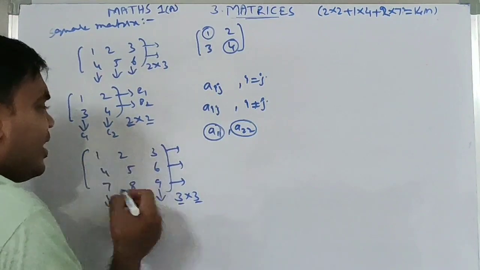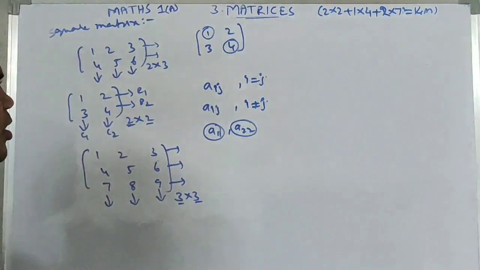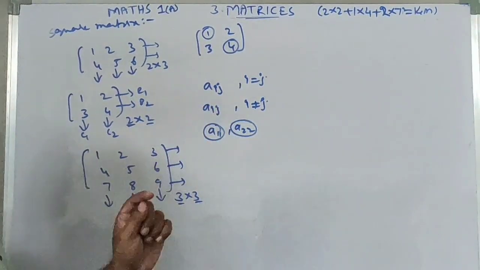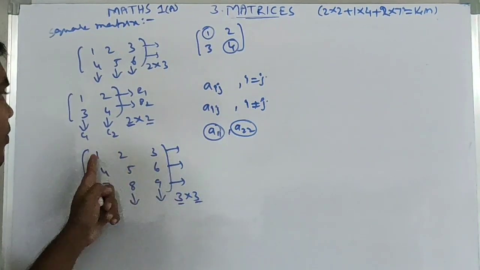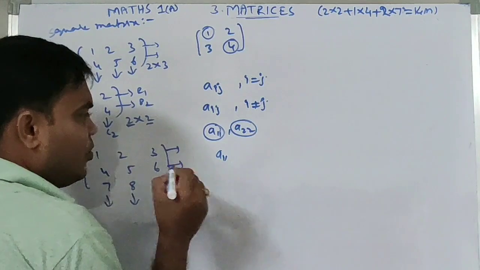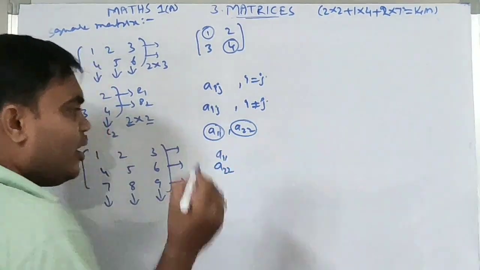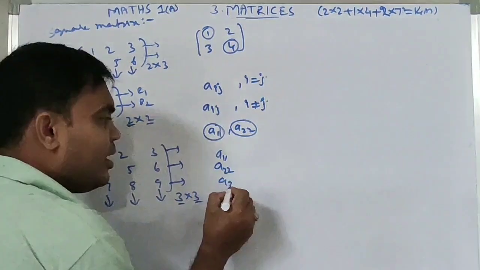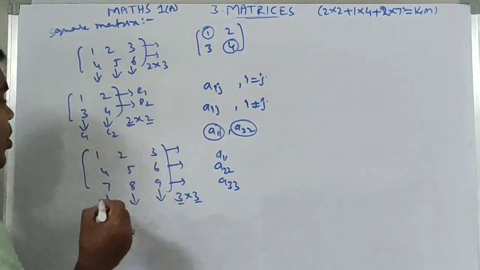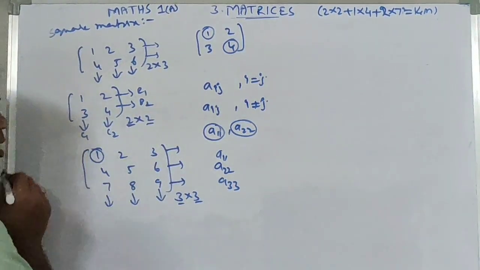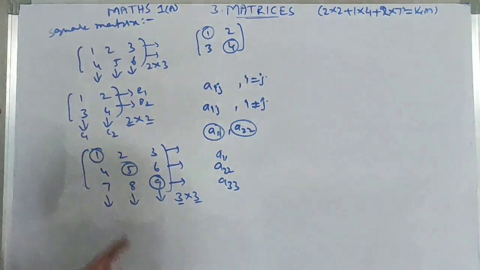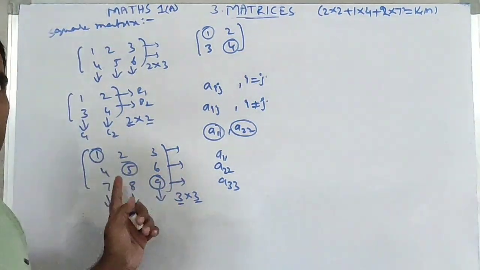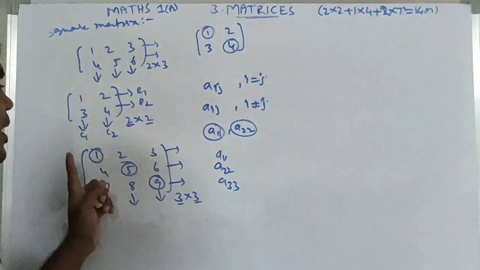So if we are taking this example, we are having a maximum number of 9 elements. A11, first row, first element, A22, second row, second element, A33, third row, third element. So first row, first element A11, 1, 5, 9. 1, 5 and 9 are called diagonal elements.